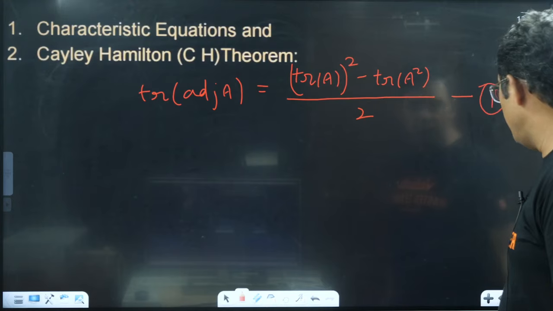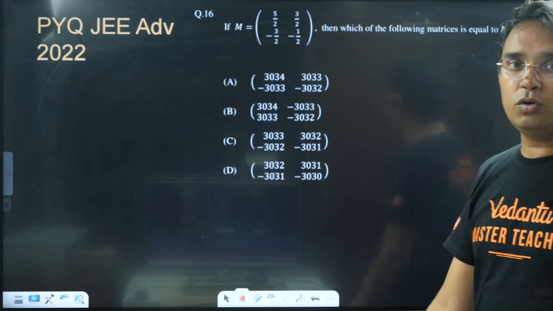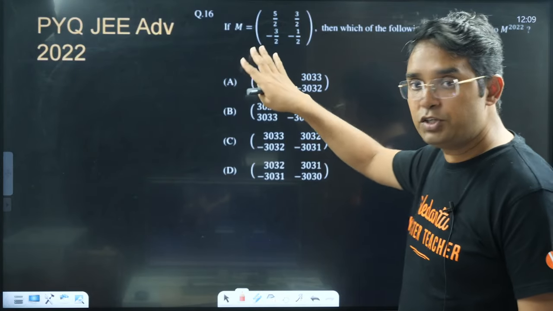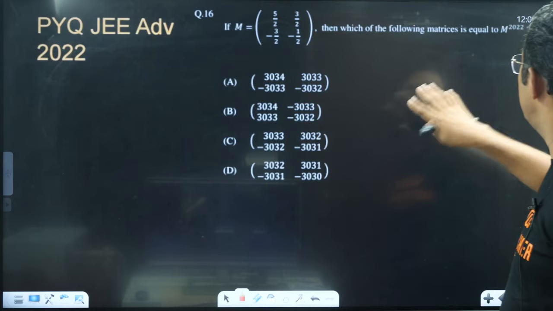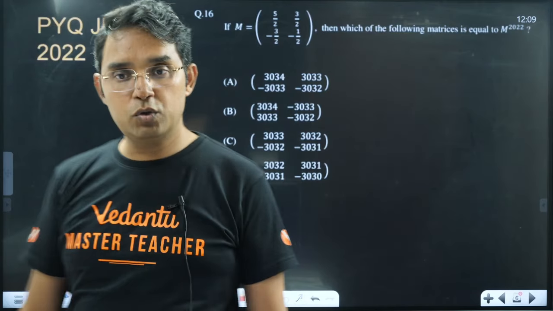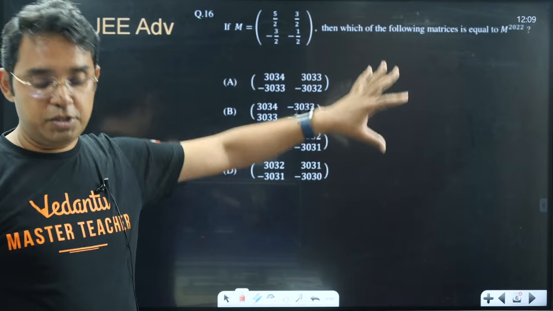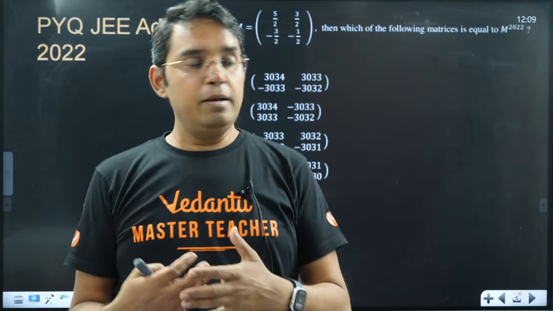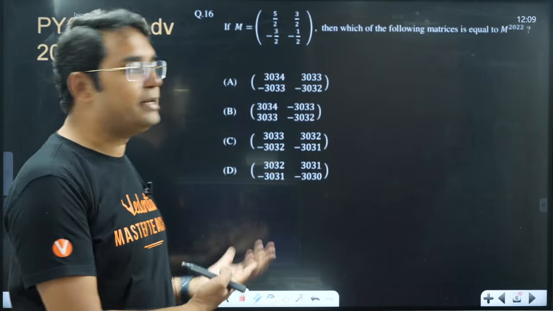Now let's start a few questions. So this is my first question, previous year JEE Advanced 2022. We are given this question, M equal to 5 by 2, 3 by 2, minus 3 by 2, minus 1 by 2. Then they are asking M raised to the power 2022. See, with this kind of question, many people feel that we will get M square, then M cube, and we will get a certain pattern and we will get the answer.